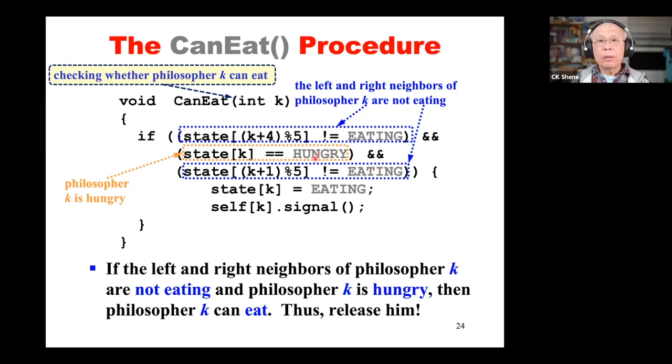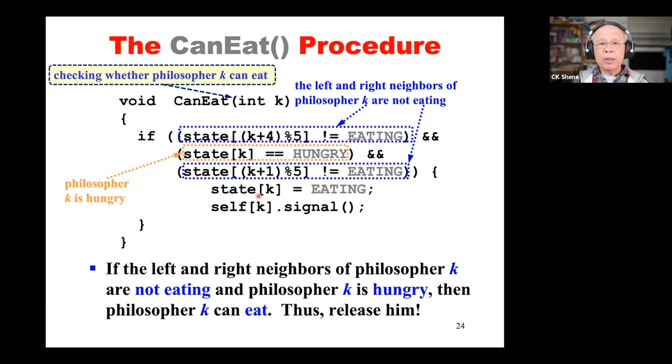If philosopher K's left neighbor is not eating, it means philosopher K's left chopstick is available. If philosopher K's right neighbor is not eating, it means philosopher K's right chopstick is available. So philosopher K can eat if and only if philosopher K is hungry, and his left neighbor and his right neighbor are not eating. As a result, philosopher K's left chopstick and right chopstick are available. In this case, philosopher K can eat.